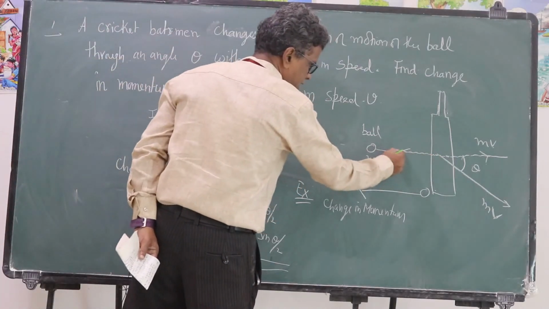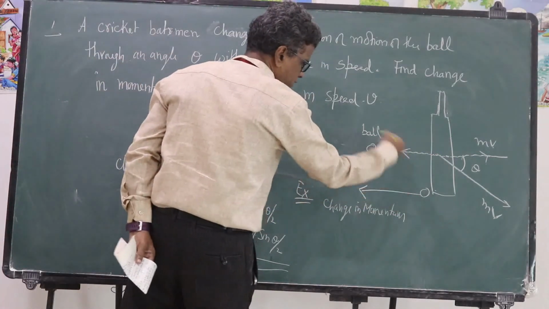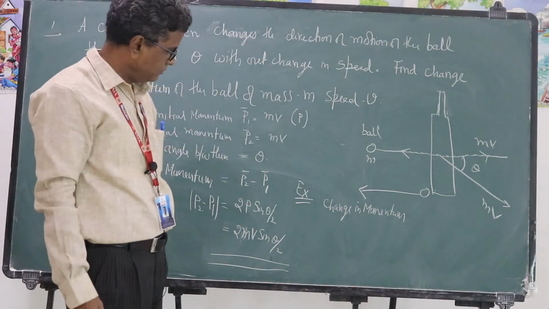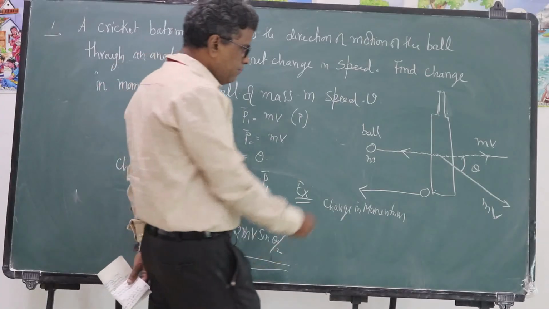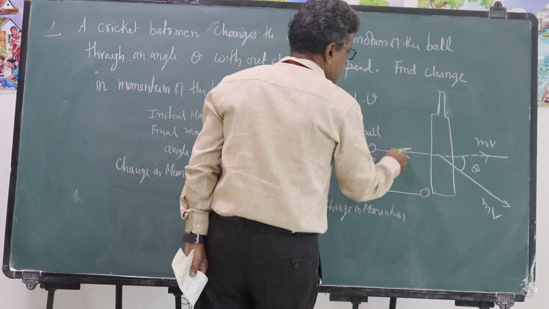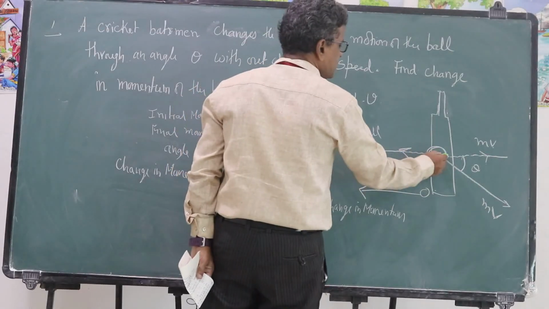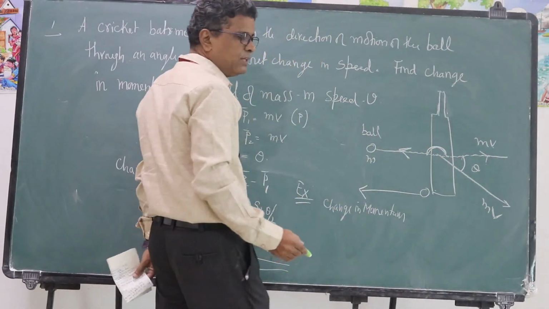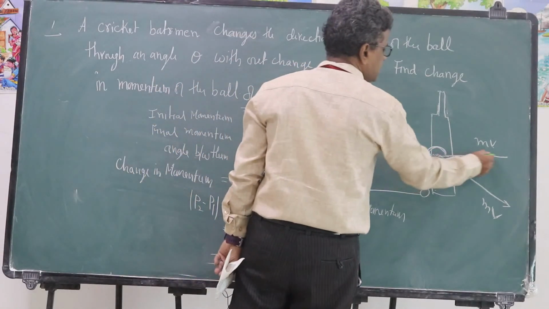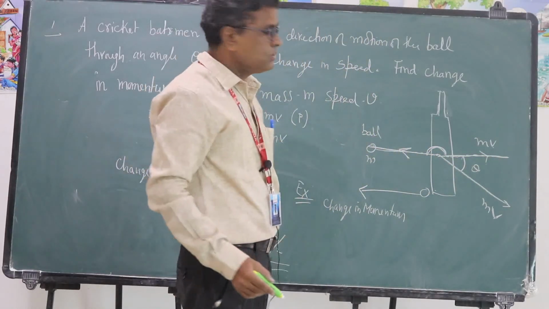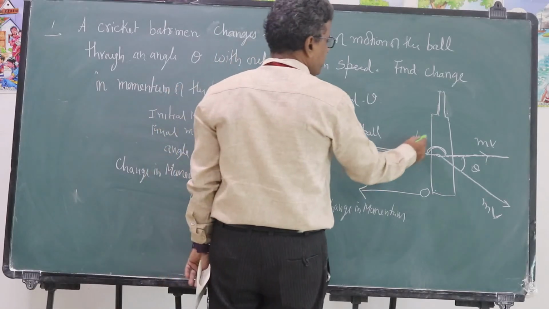Changes its direction. So it is 180 degrees. It bounces back. So the angle between these two vectors, this vector and this vector, is 180 degrees. So it reverses the angle between the two vectors. First vector is mv, second vector is mv like this. So the angle between them is 180.